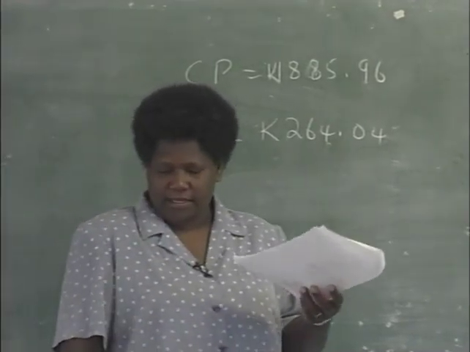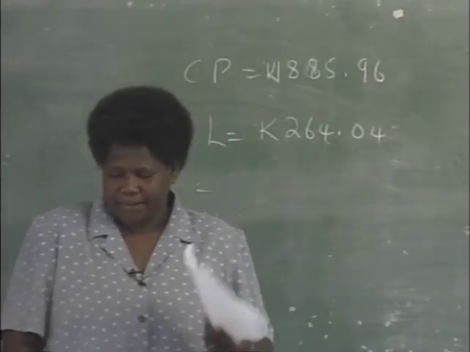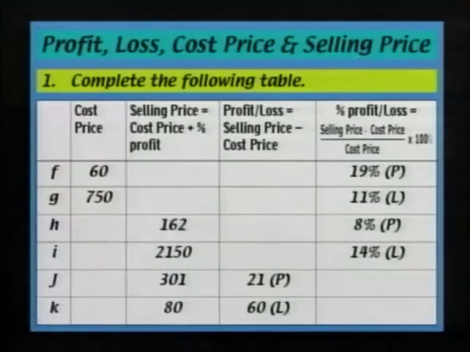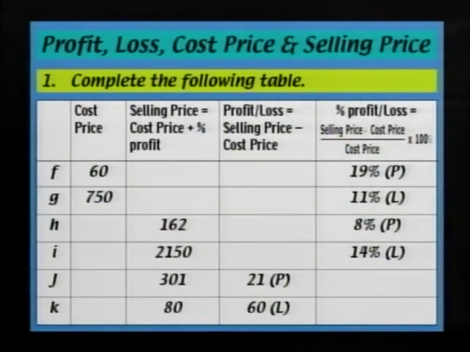Okay, that's letter I. Letter J. Cost price is 280 kina and 7.5% profit. Okay. Letter K. Daniel. The cost price is 140 kina. Percentage loss is 42 and 6 over 7%. All right? Any questions?